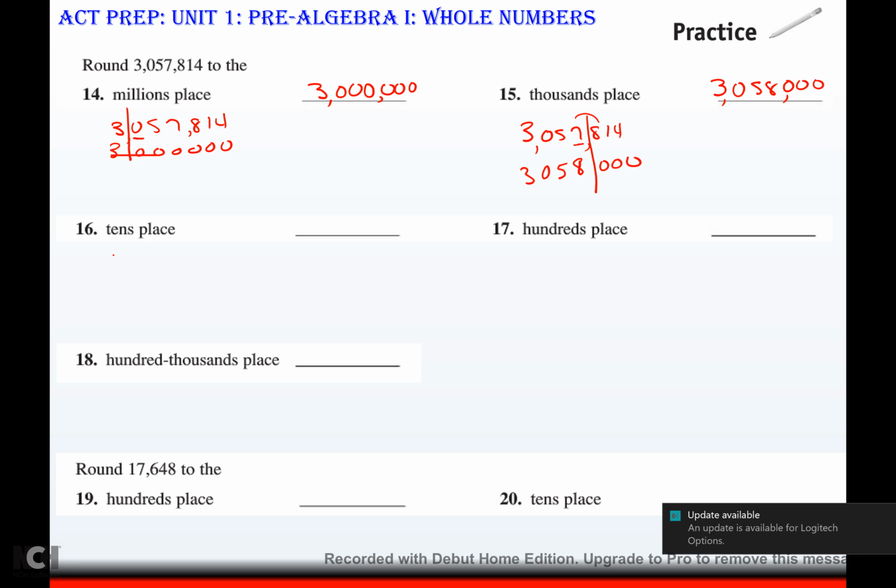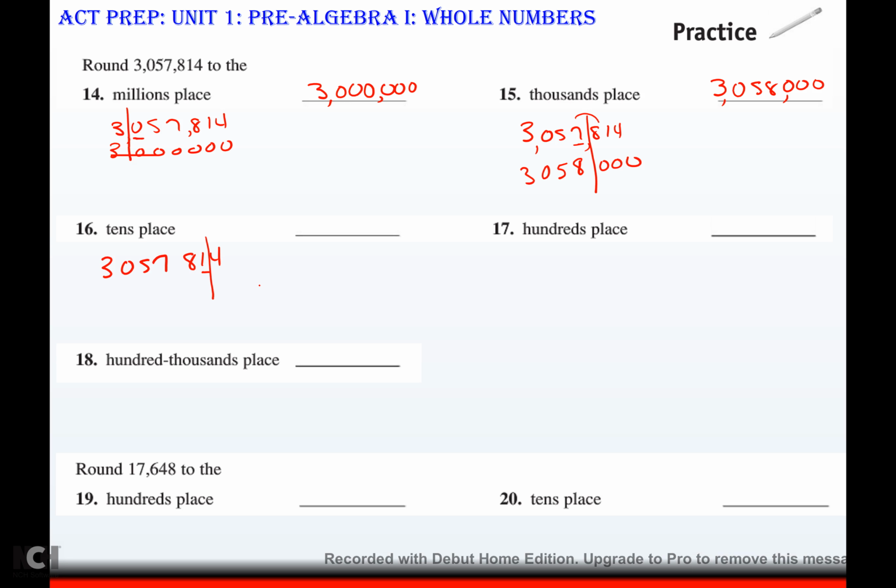Okay, your tens place. My tens place is right there. The 1, that 4 isn't going to do anything to it, so it stays a 1, and everything in front stays, and everything after turns to 0. So 3057810. Hundreds place. 3057. Hundreds place is right there. Again, the 1 isn't going to change it, so all of these drop, and these turn to 0. So we got 3057800.